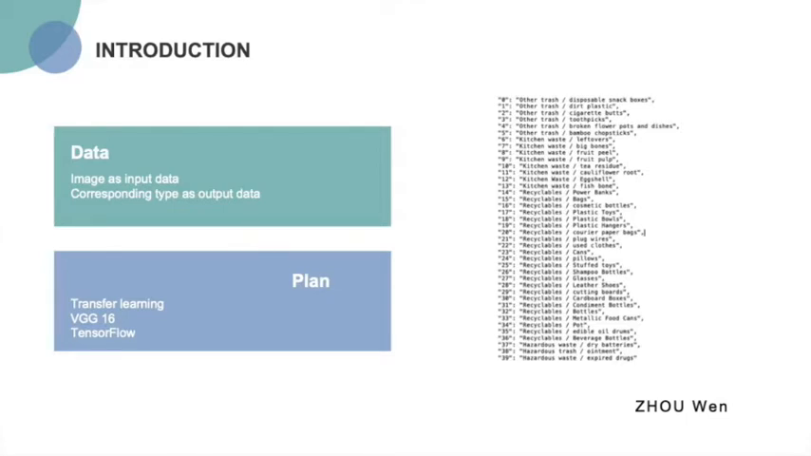And due to time and hardware issues, we will use transfer learning in this project at the same time, using the CNN model of the trained VGG16 as our CNN layers, focusing on training our final fully connected layers. In terms of the main tool in this project, we will use TensorFlow.